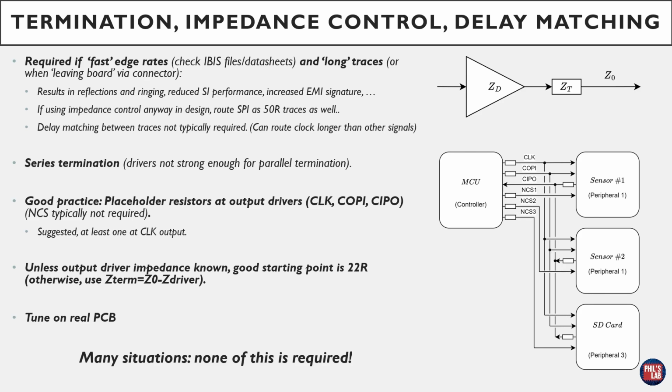What I typically do is only put a termination resistor at the clock output, and this will either be a placeholder value, it might just be a 0 ohm resistor that I can then tune later, but at least I have it on the design. Unless the output driver impedance is known, and many times it's difficult to know the output driver impedance, a good starting point for a termination resistor value might be something like 22 ohms.